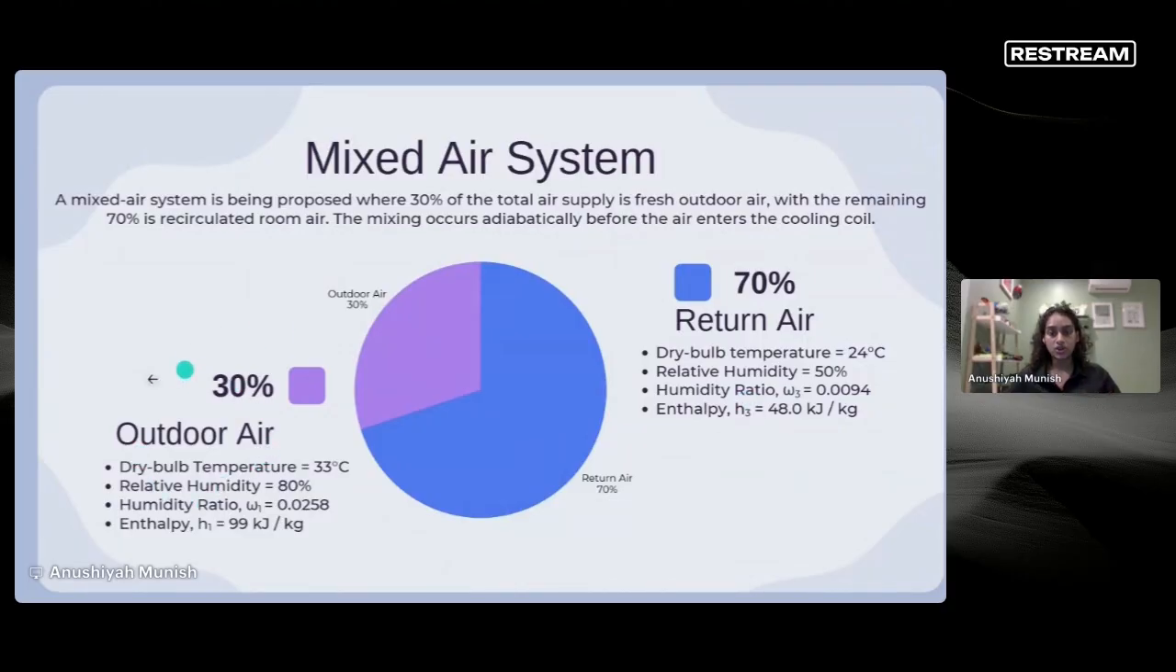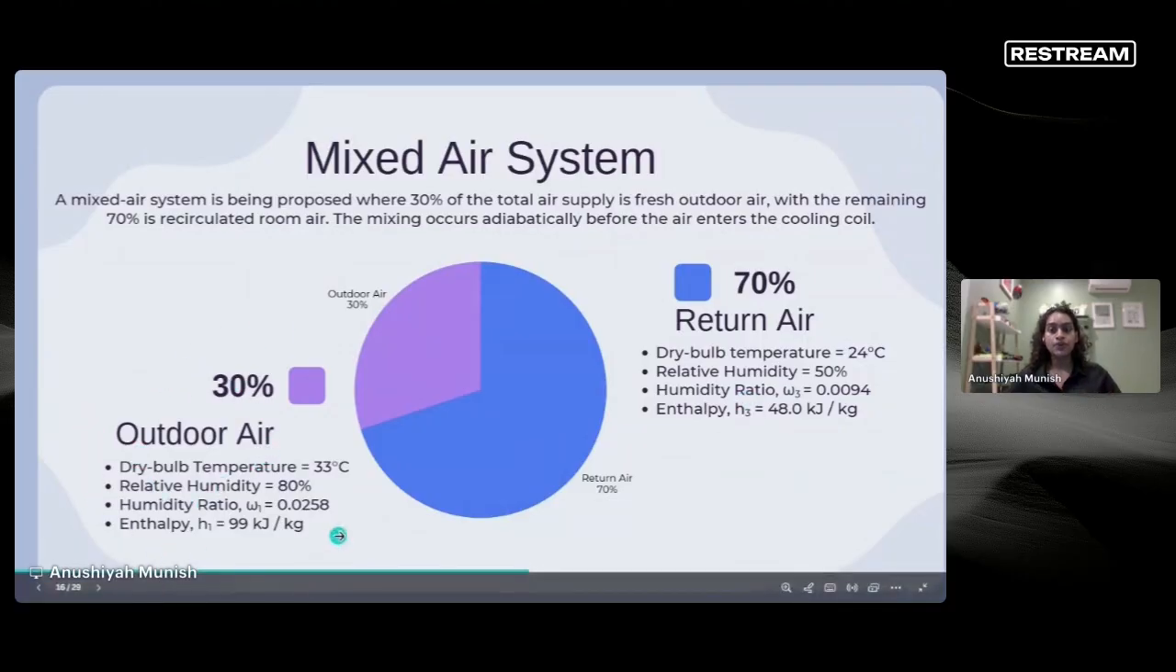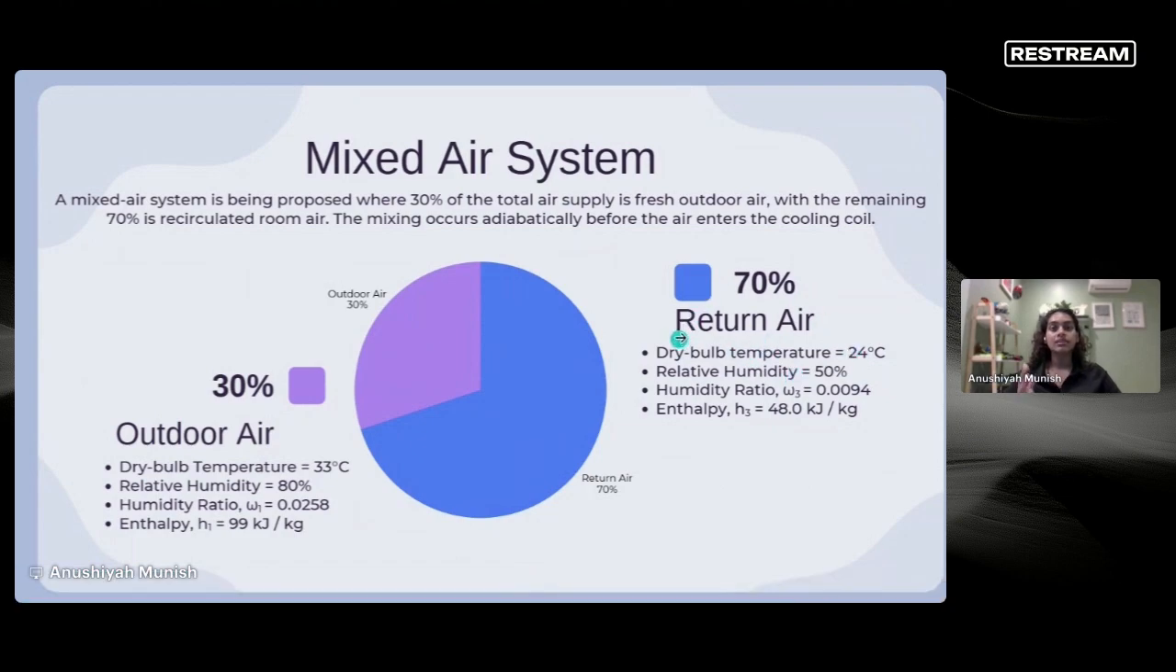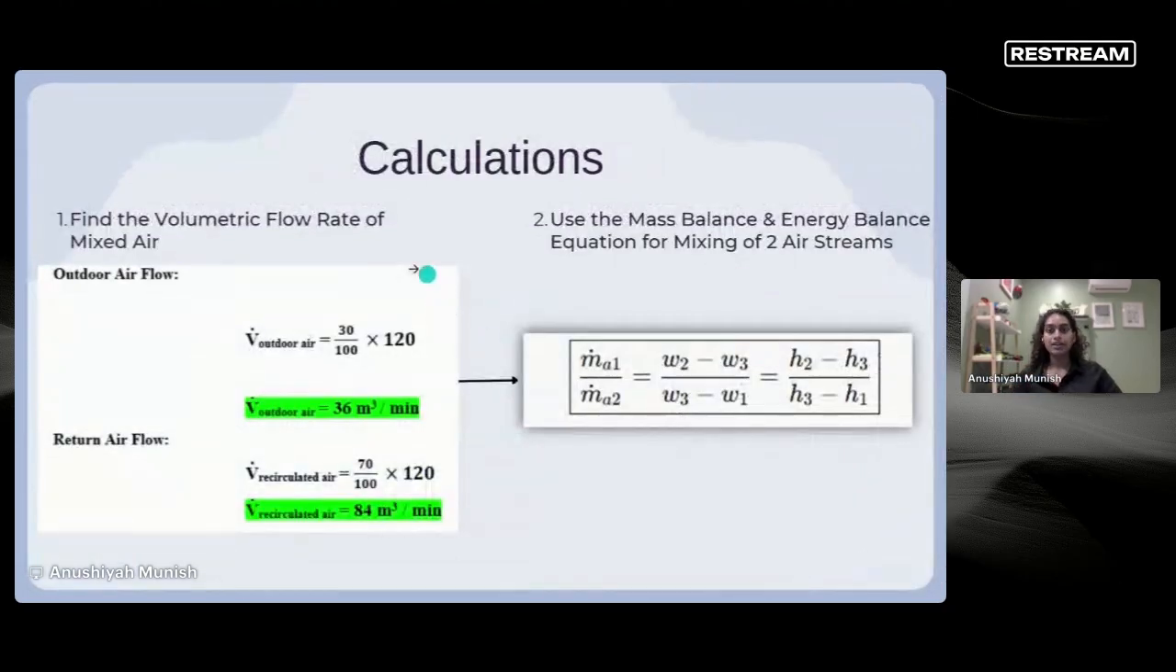So 30% outdoor air. We've already set the dry bulb temperature and the relative humidity earlier, which is 33 degrees and 80% relative humidity. These are the values that we obtained from earlier slides. And 70% return air is the recirculated cooled air. The dry bulb temperature is 24 degrees Celsius, relative humidity is 50%, and these are the values that we've obtained from the previous slides. Okay, calculations.